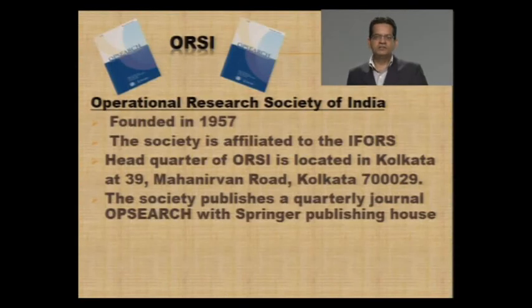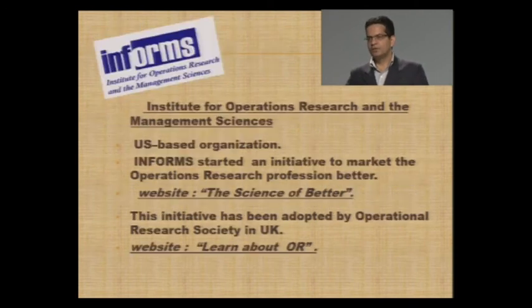In 1957, in India, the Operational Research Society was founded. The society is affiliated to IFORS. Its headquarters is located in Kolkata at 39 Mahanirman Road, Kolkata. The society publishes a quarterly journal, OPSEARCH, with Springer Publishing House. It is an SCI expanded journal. It is a very good journal, abstracted and indexed in almost all good databases.